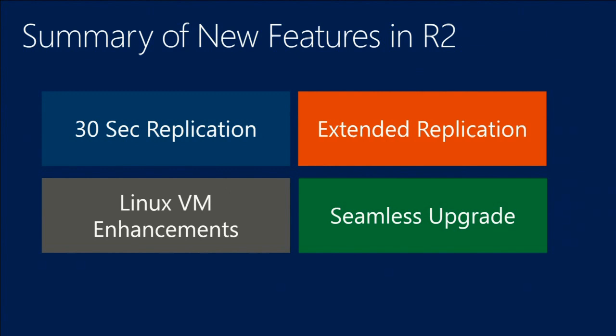The first improvement that we did was, as you know, in Windows Server 2012, the replication frequency was fixed. The frequency was always happening at 5-minute intervals, right?